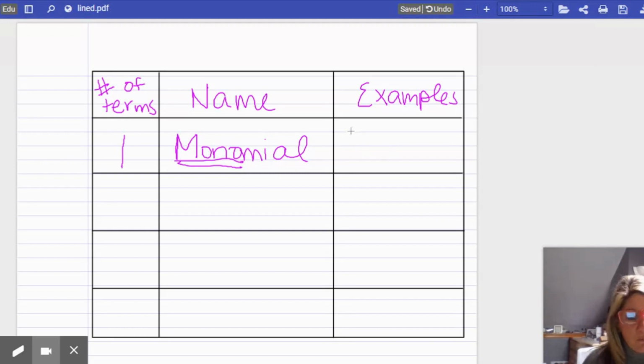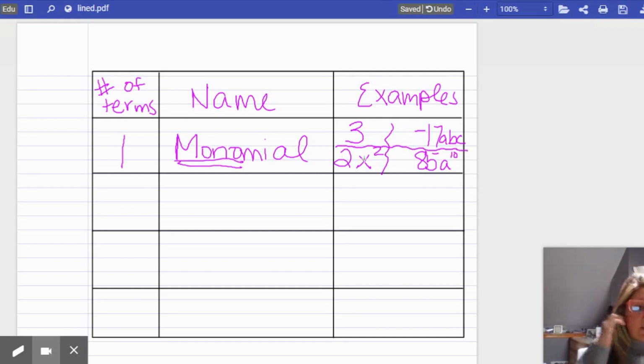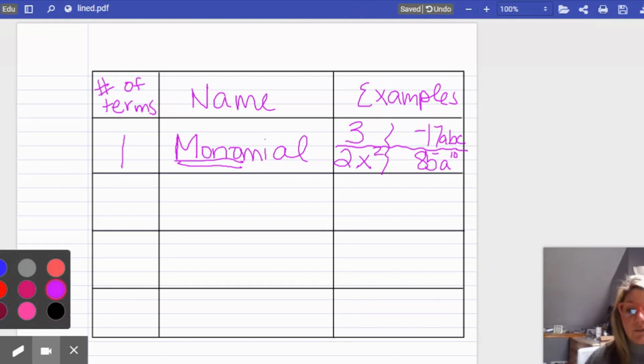No pluses, no minuses. So it might be 3. It might be 2x squared. You might have negative 17abc. You might have 85a to the 10th power. But do you see how in all of these examples, there is not a plus sign or a minus sign that separates any terms? So these are all examples of monomials.